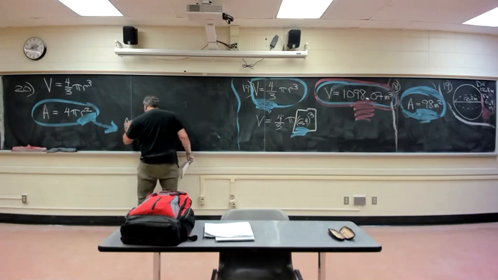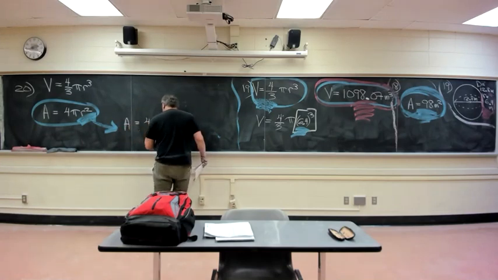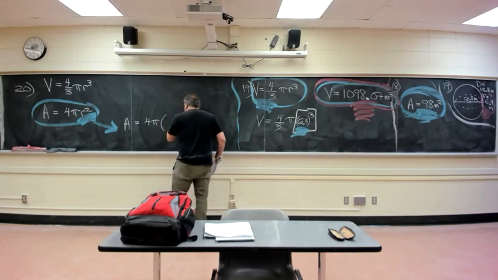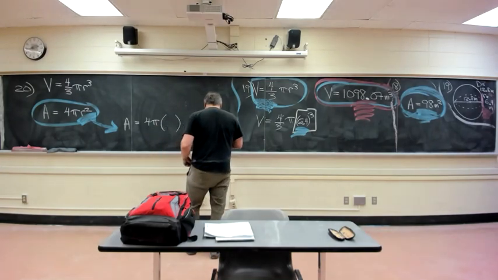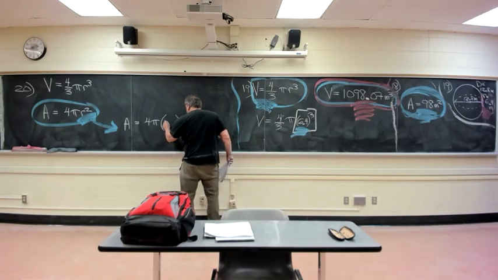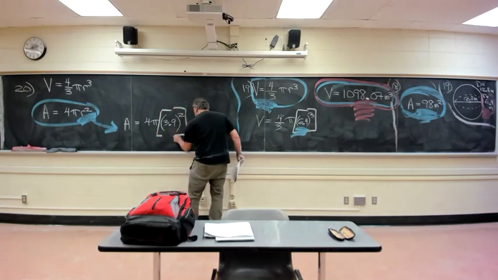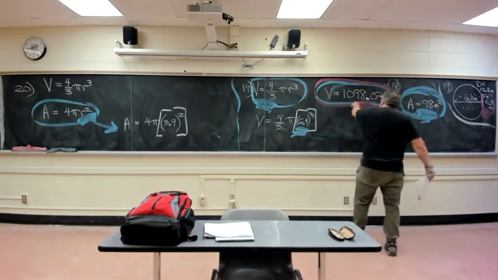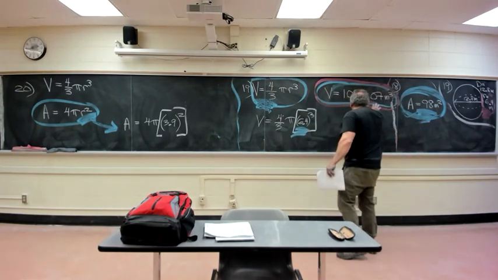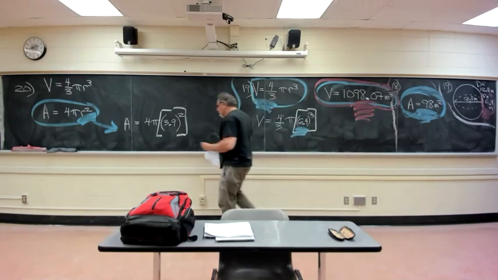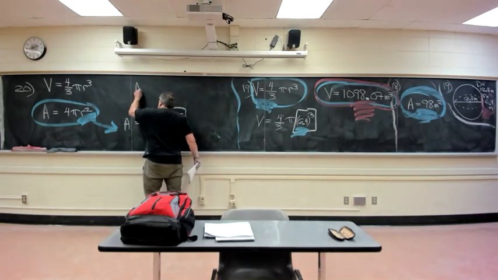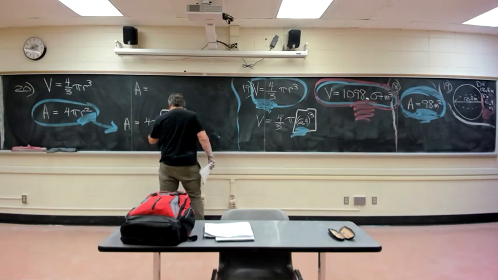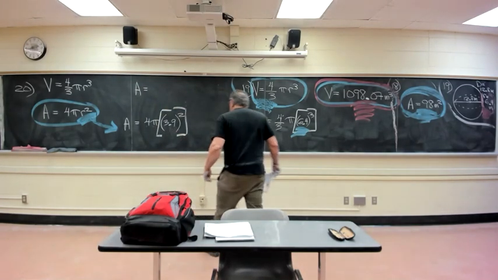The area is going to be 4 times pi times the radius squared, which is 3.9. Again, what's getting squared is just the 3.9. This is not going to be cubic units because we're not doing a volume like we did in problem 19. For problem 19, we did a volume. That's cubic units. It's a different story. 4 times pi times 3.9, the quantity squared.